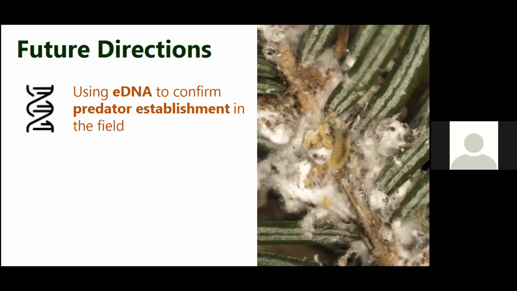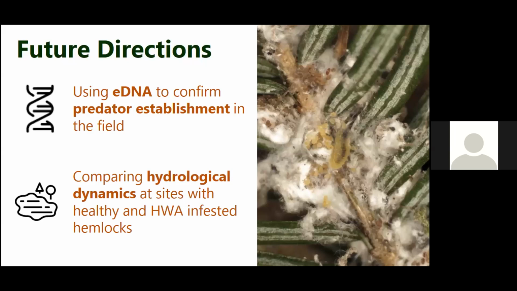And with beetles, the techniques that we're using now are not as fine-grained as we'd like. So we're hoping that using this technique, we'll be able to spot predators in the field very easily. We're also working with a graduate student to compare hydrological dynamics using both modeling and field data at sites with healthy and HWA-infested hemlocks. So we're looking into how tree health plays a role in hydrological dynamics in different sites, specifically in the Catskills, but also across the East Coast.